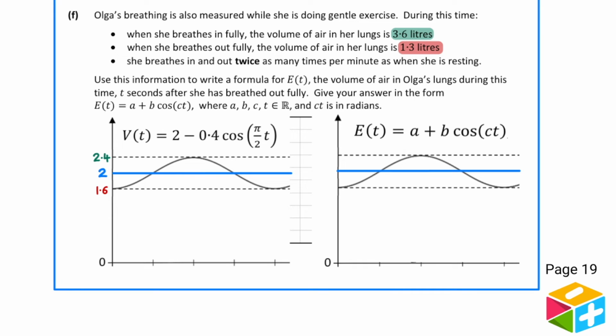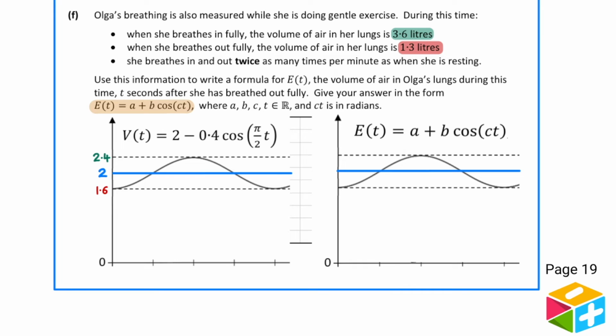We need to use this information to find a formula for E of t, the volume of air in Olga's lungs during this exercise. The first thing to notice here is that the structure of E of t is very similar to the V of t we've been working with throughout this question.